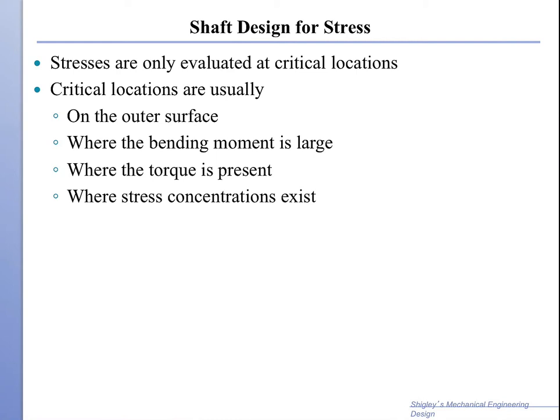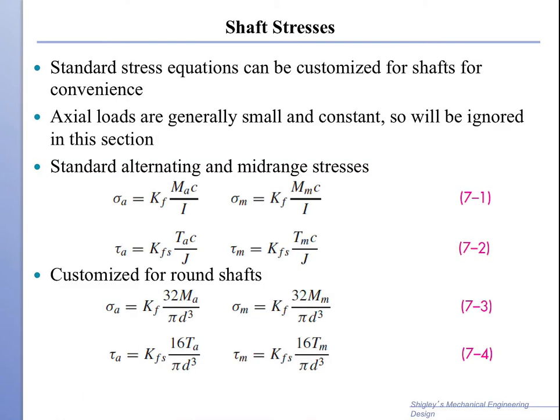Now, when we do shaft design for stress, we don't really look at every possible point in the shaft system. We determine critical locations, which are on the outer surface, where the moment is large, where we have moment plus torque, and where we have stress concentrations. That can usually be a manual process to locate where you want to evaluate the stresses.